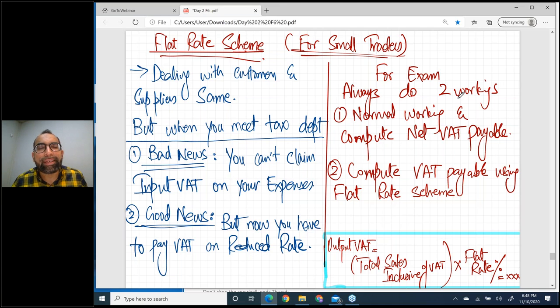But there is good news as well. And what is the good news? The output VAT you collected from your customers is 20%, but you will return that output VAT to the government at a lesser rate. So you keep something in your pocket, which is the compensation for the input VAT you are not getting. Read it, bad news and good news.